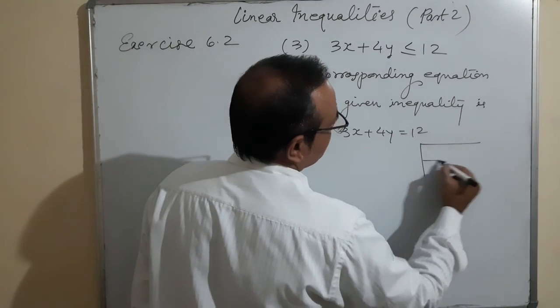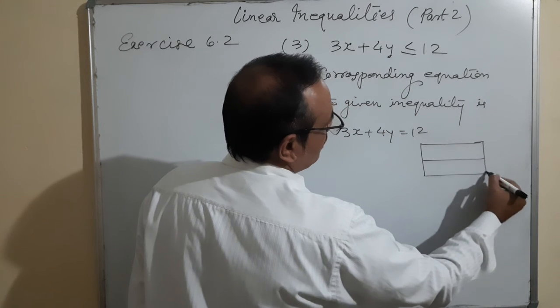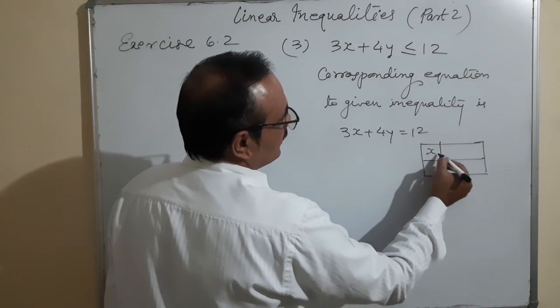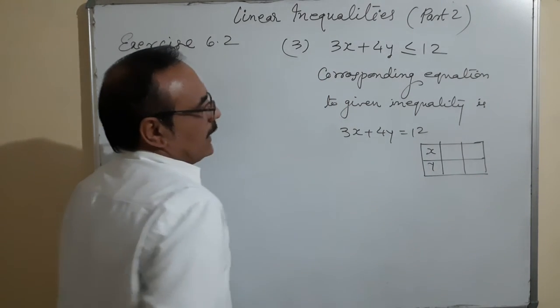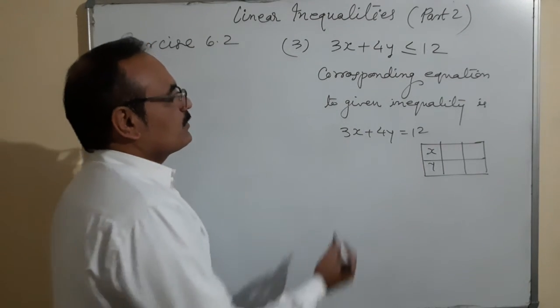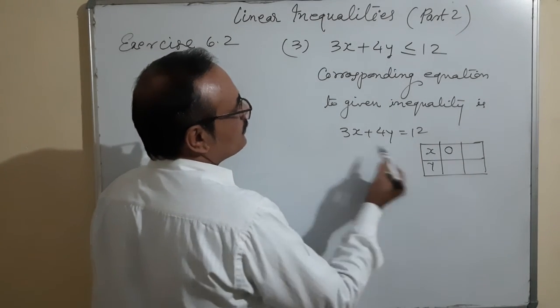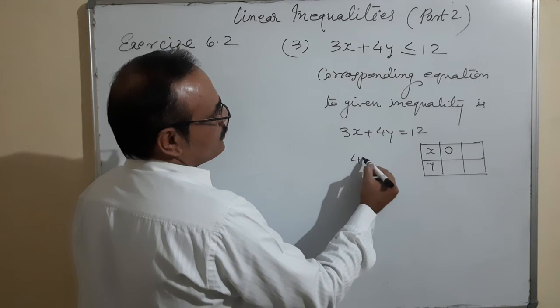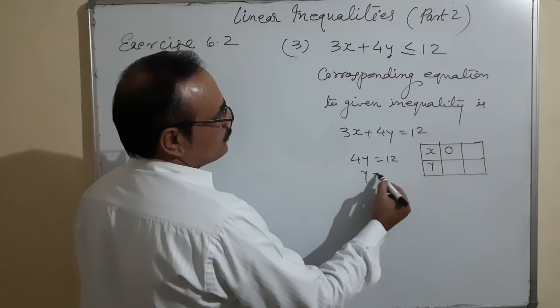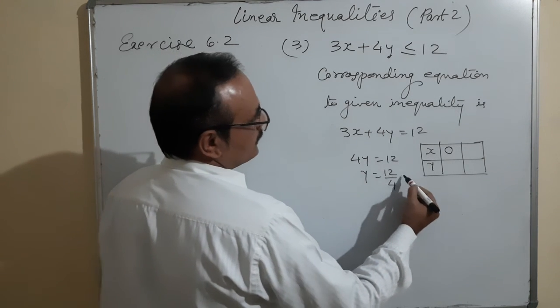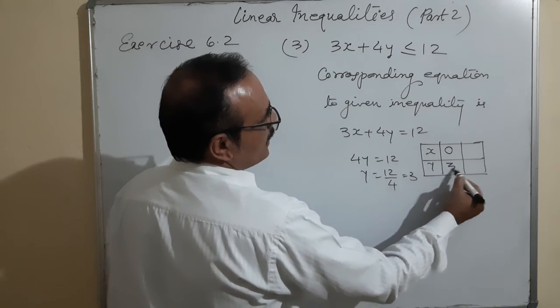Again, same thing. Table, at least two values required, x and y. And better to take x is equal to 0. When I put x is equal to 0, so 4y is equal to 12. That means y is equal to 12 upon 4, that is 3. So x is equal to 0, y is equal to 3.